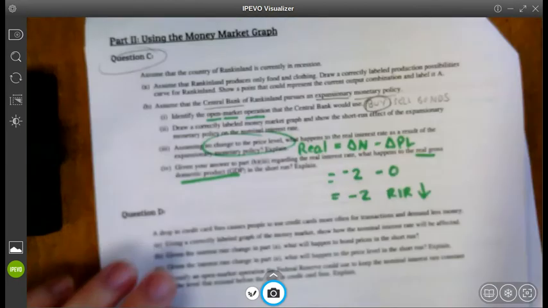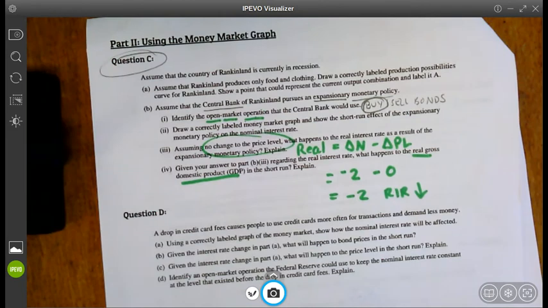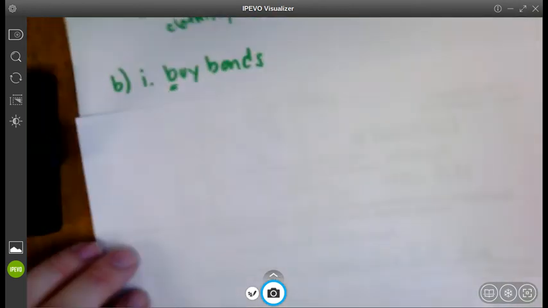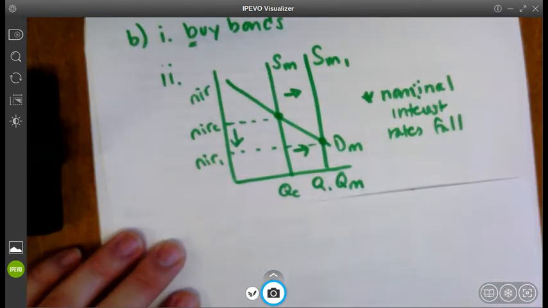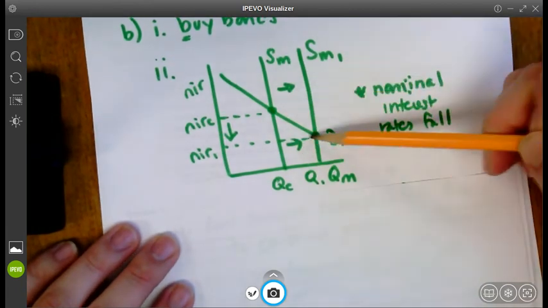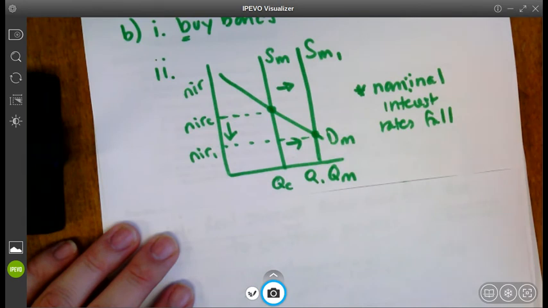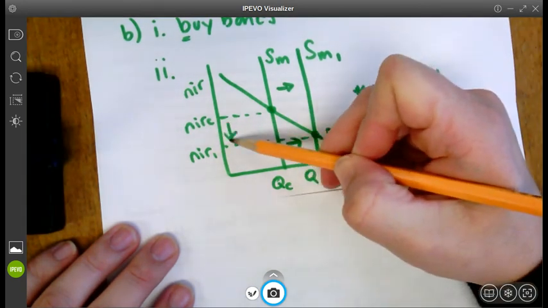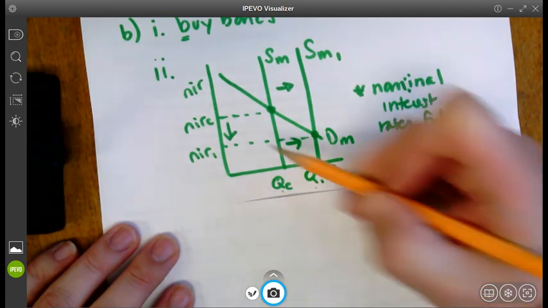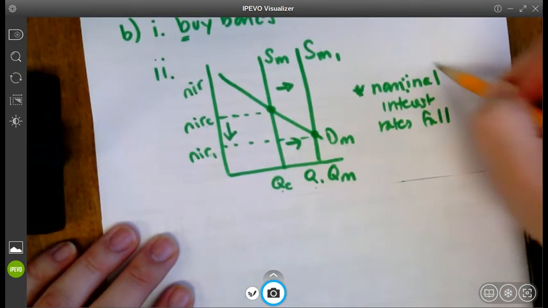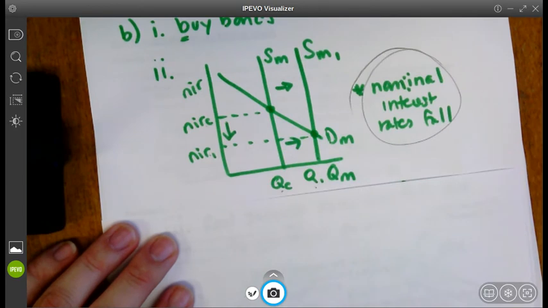For part B, number 2, it says draw a correctly labeled graph of the money market and show the short-run effect of the expansionary monetary policy and the nominal interest rate. So all you have to do in part 2 is graph what you just explained in part 1 about buying bonds. So now we're going to show that on the graph. We're going to have our supply of money line shifting to the right to show a bigger money supply as a result of buying bonds. That's going to reduce nominal interest rates. We're going to put all of our labels in, and we're going to write a little caption on the side expressing that nominal interest rates are going to fall.